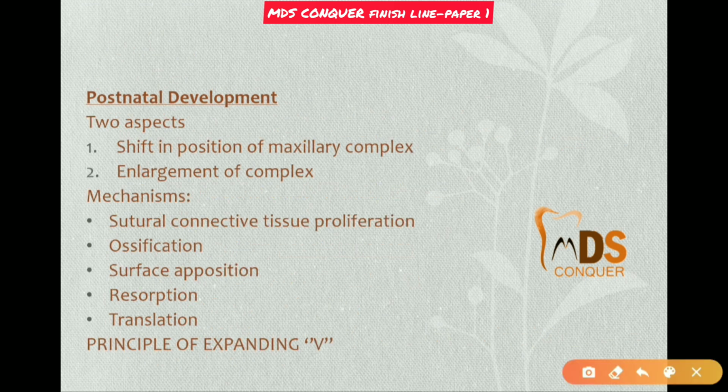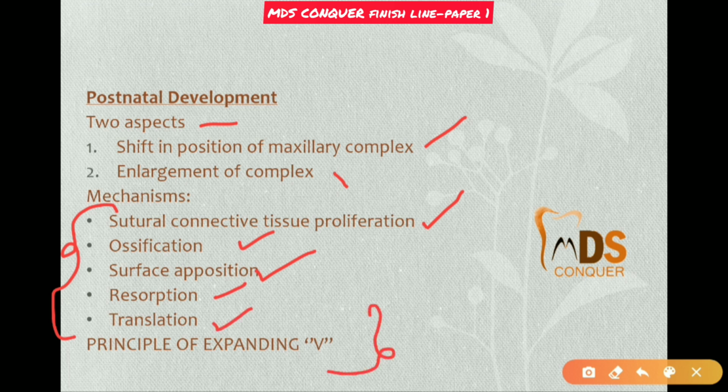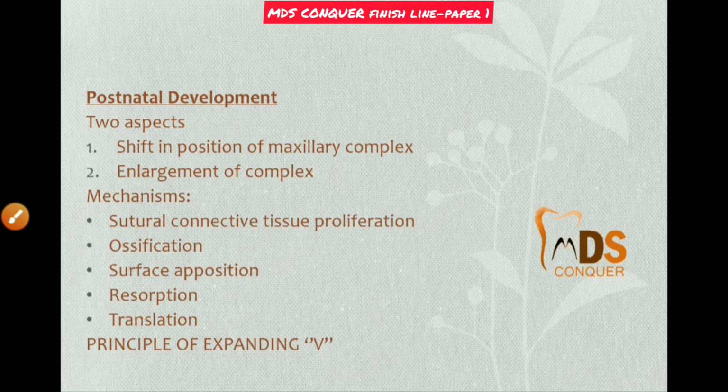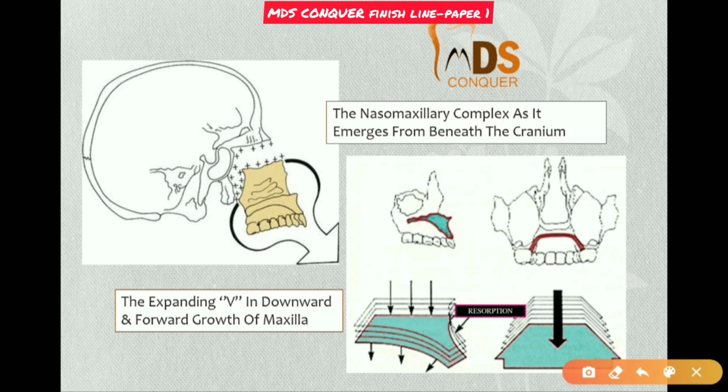Then postnatal development includes two aspects, that is shift in position of the maxillary complex and enlargement of the complex. And this postnatal development is because of these mechanisms. You can mention only the names, which is sufficient: suture connective tissue proliferation, ossification, surface apposition, resorption, and translation. And this is based on the principle of the expanding V. So in this diagram, you can see this nasomaxillary complex emerges beneath the cranium, whereas this expanded V is, you can see here, in the downgrowth and forward growth of the maxilla.